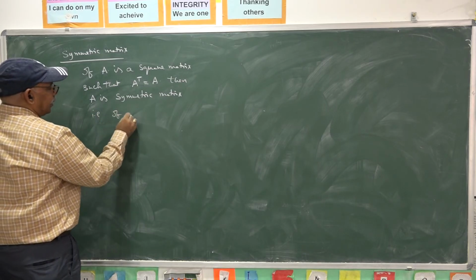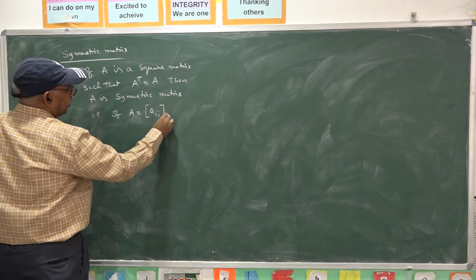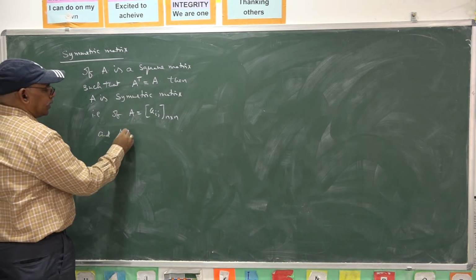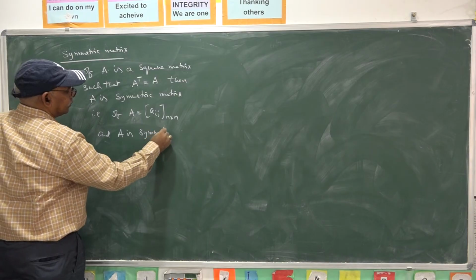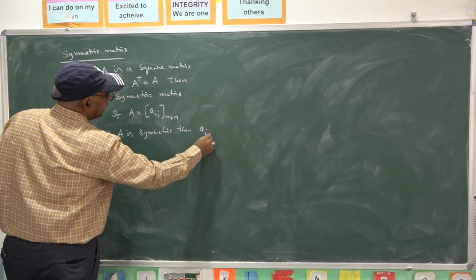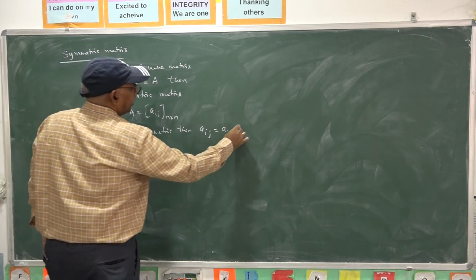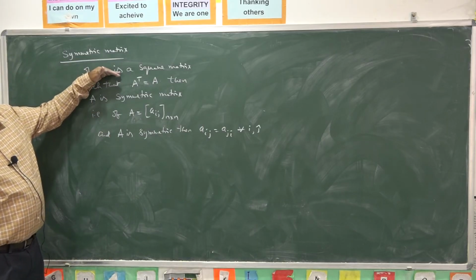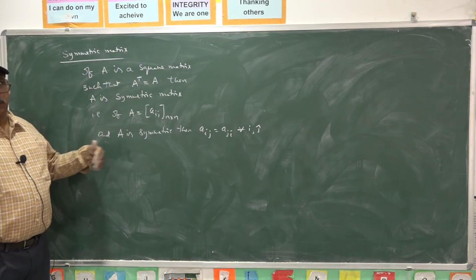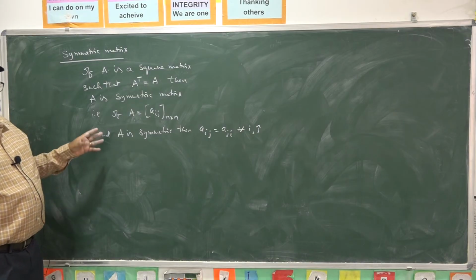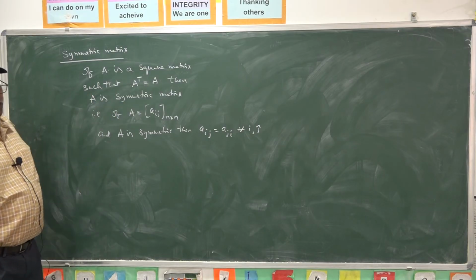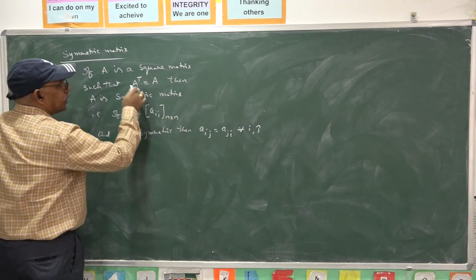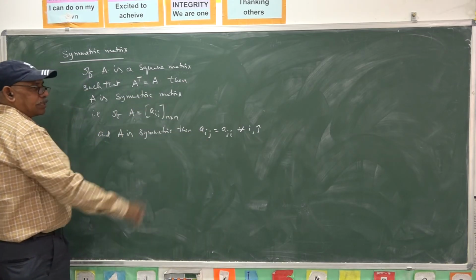That is, if A equal to Aij of n by n and A is symmetric, then Aij is equal to Aji for all i, j. Once A is a square matrix and A transpose equal to A itself, once you interchange the rows to columns, there is no change in the matrix, then it is called symmetric matrix. So once you interchange, Aij becomes Aji, but once A transpose equal to A, these two are equal. So in such case, A is symmetric.